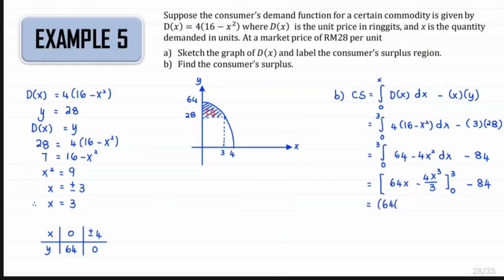So 64 times 3 minus 0. Substitute 0 is 0. Then minus 84. Then we solve, we get the answer 72. Then we conclude. Always put RM for consumer surplus.